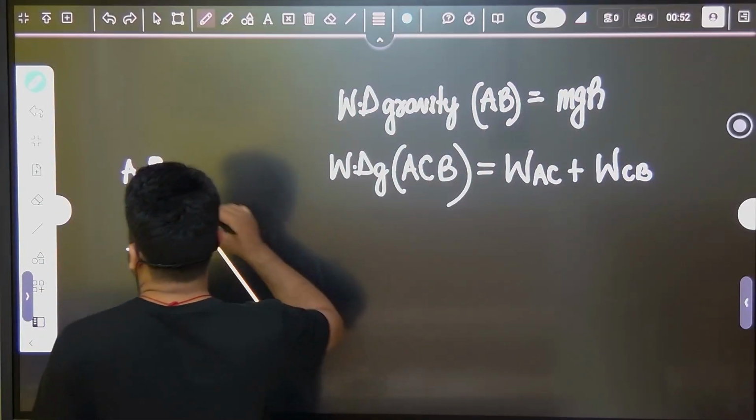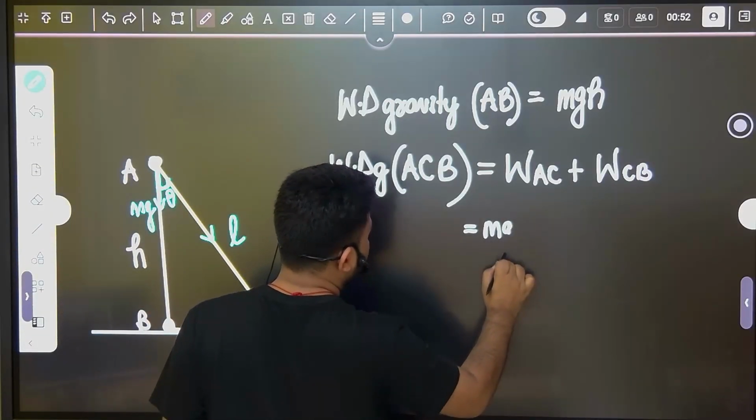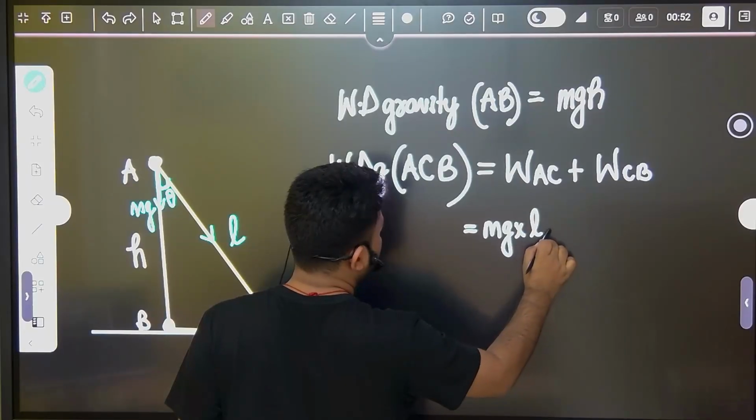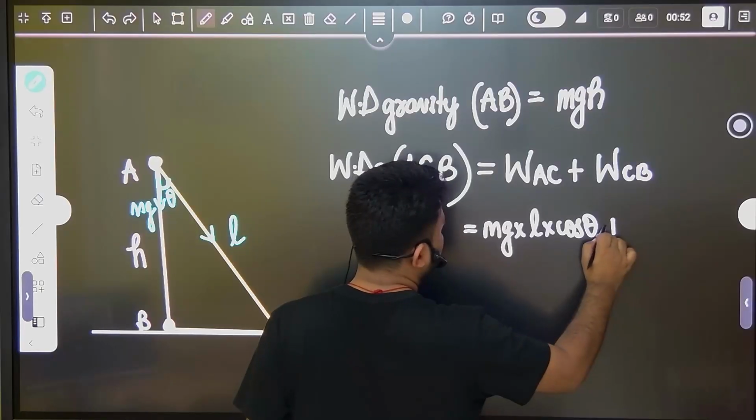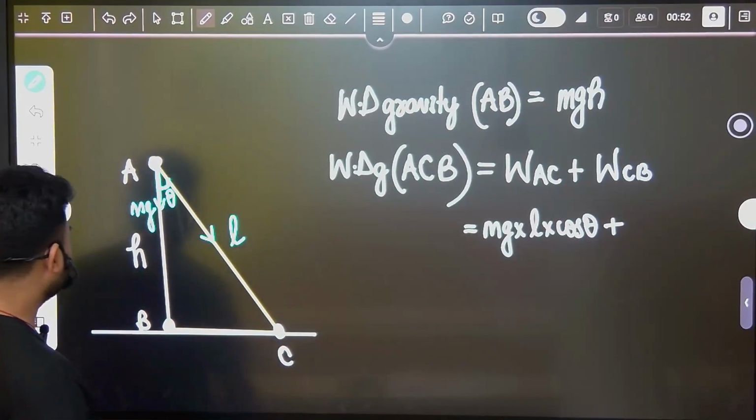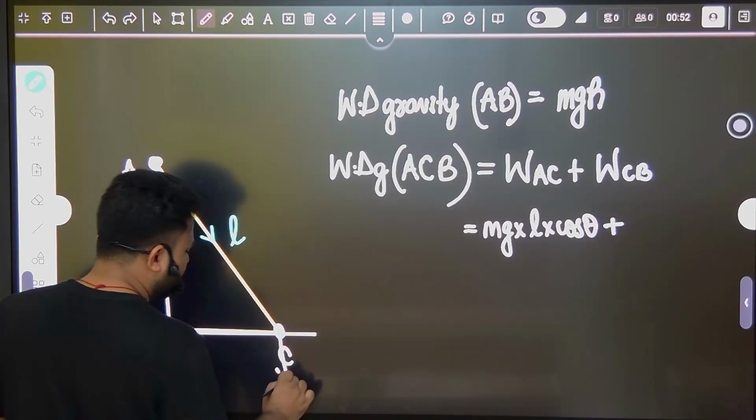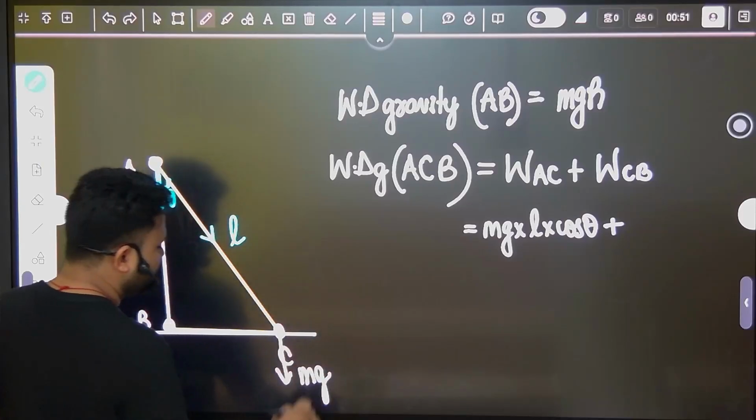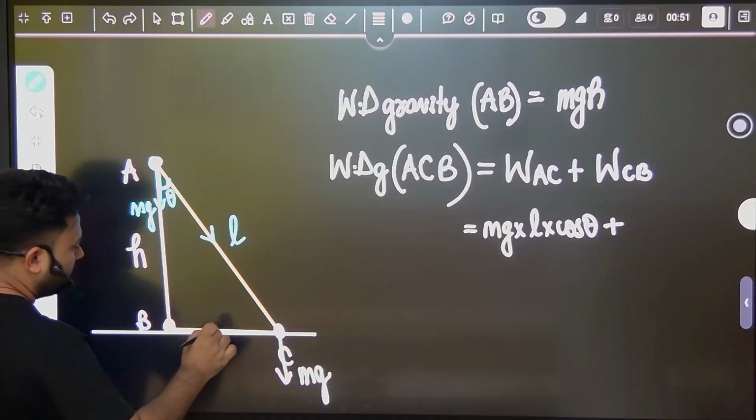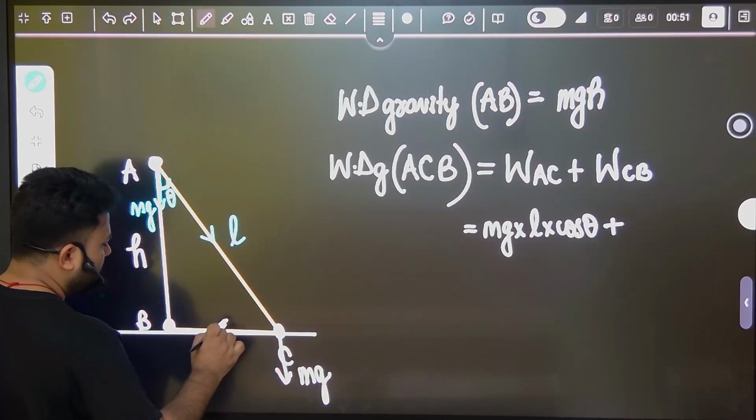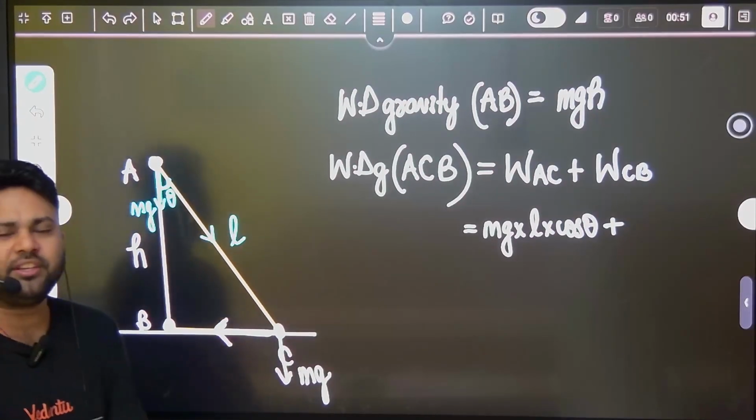So work done during path A to C, what we can write? Force, that is mg, displacement, that is L, and cos theta. Correct? Plus work done during path C to B. Now C to B again, see, this is the ball and gravitational force is mg and displacement of the object is from C to B, means in this direction. Correct?